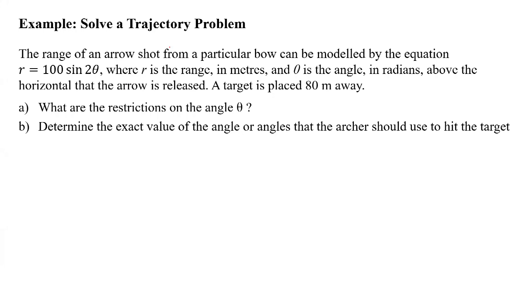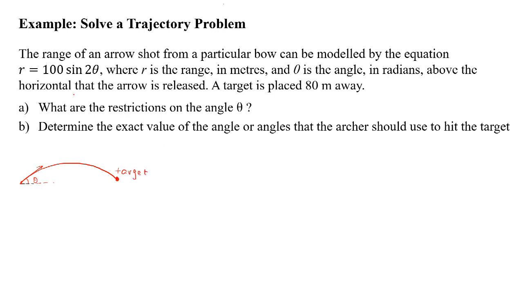Okay, have you finished? All right, so let's have a look at the solutions together. All right, so we have an archer that releases an arrow, right? So let's draw a sketch of this problem. Probably the arrow will travel in this trajectory, right? So the angle above the horizontal is here, denoted by theta, right? Suppose this is a target.